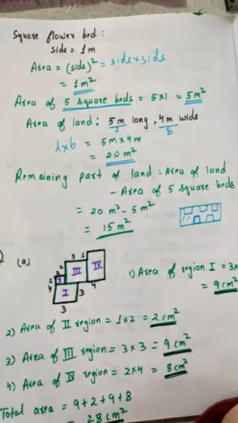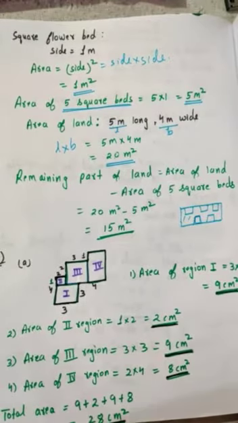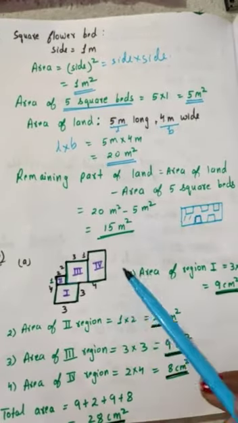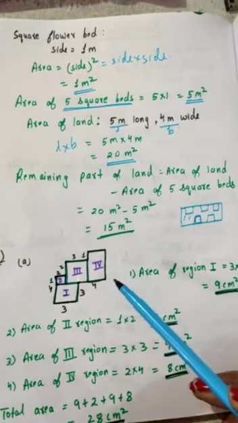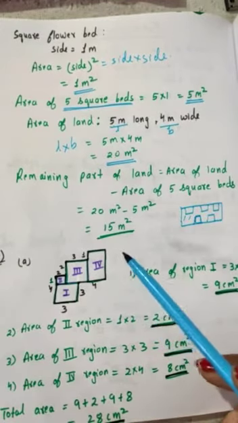Now question number 10 is very simple. Today we have to complete the exercise. So question number 10 we will see. One figure is given to you and you have to split the figure into squares and rectangles, and then you have to find out the area.